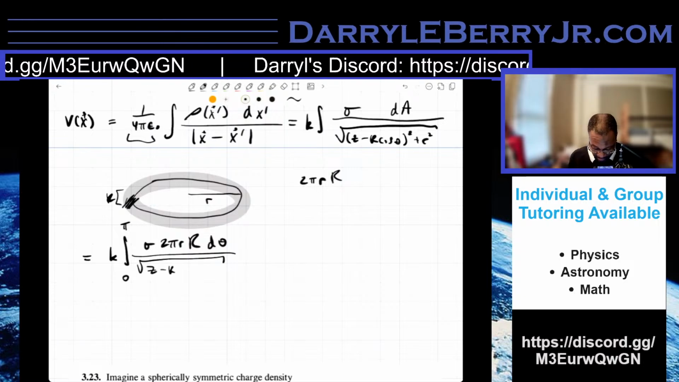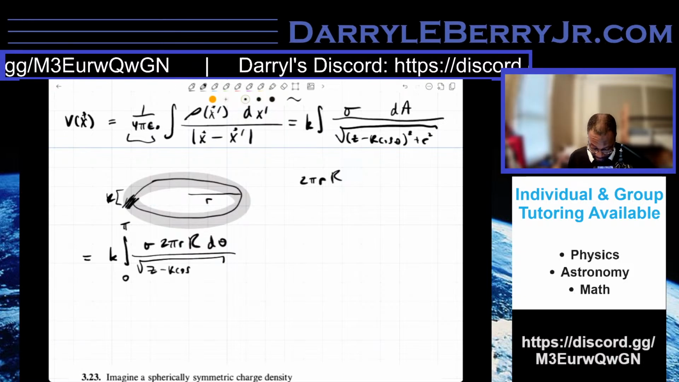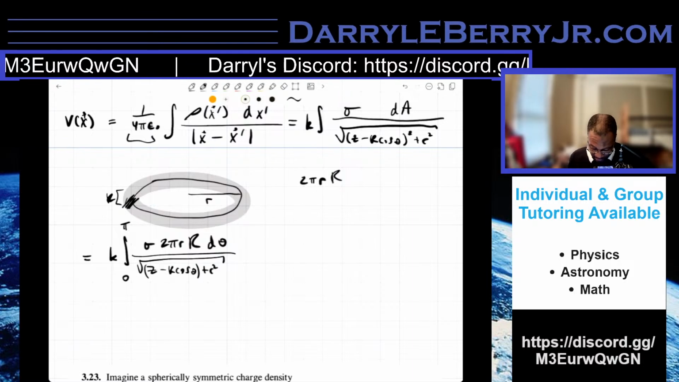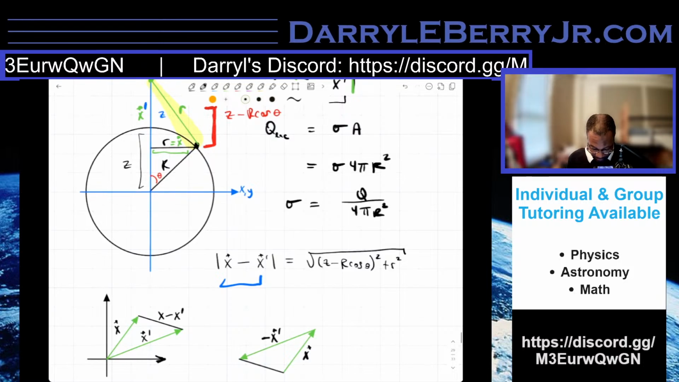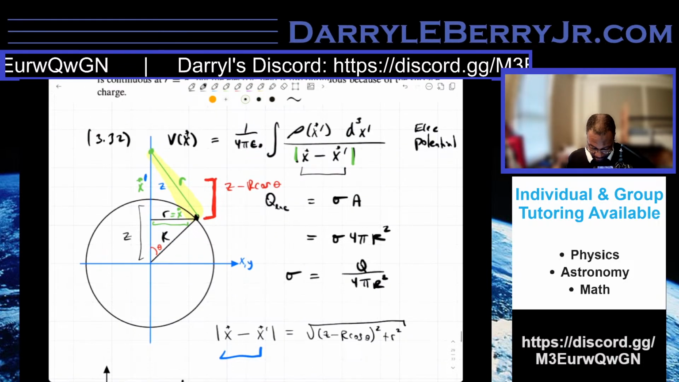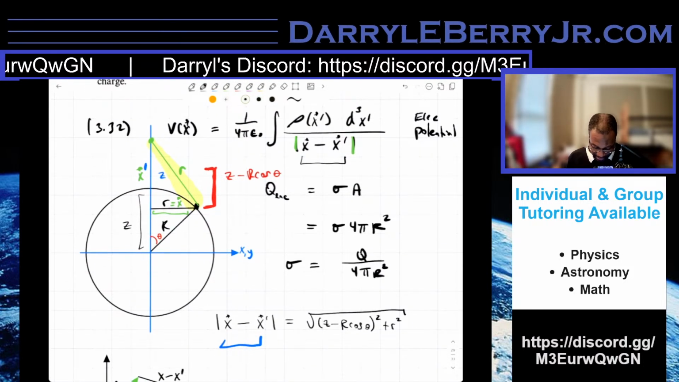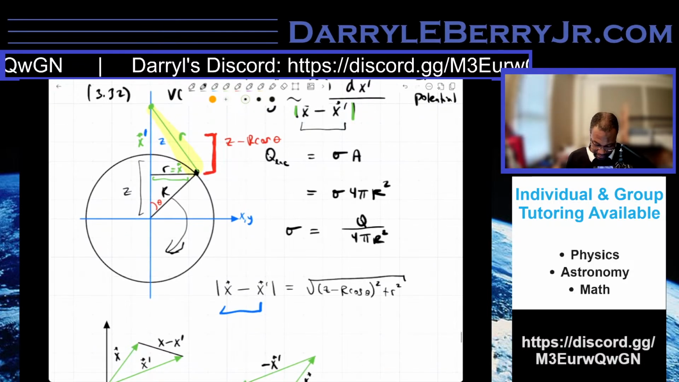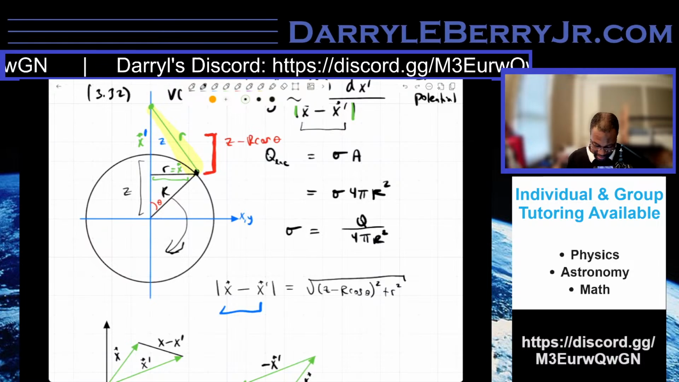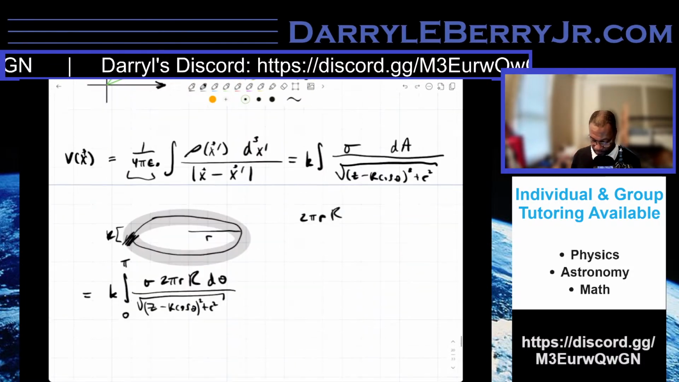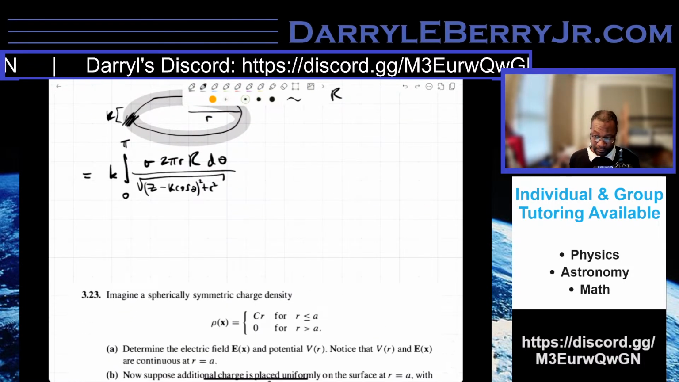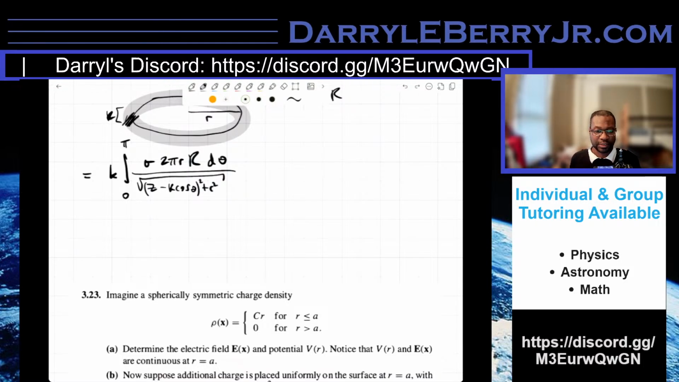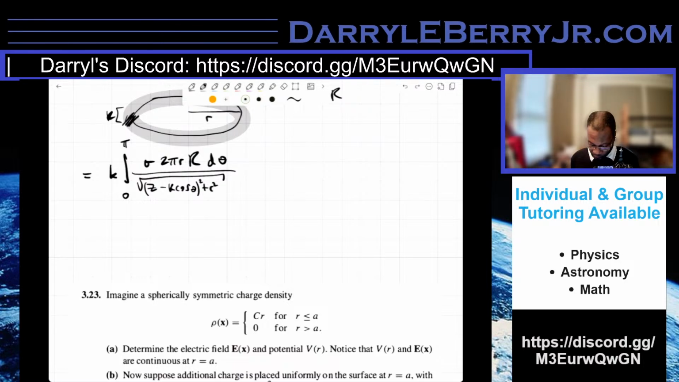z minus r cosine theta plus r squared. Both of those are squared. So this theta and that theta is the same thing. This theta goes up and down vertically here, and that theta just goes up and down vertically between the whole thing to count up all of those. So let me know if y'all have any questions, if something is unclear as I work through this.